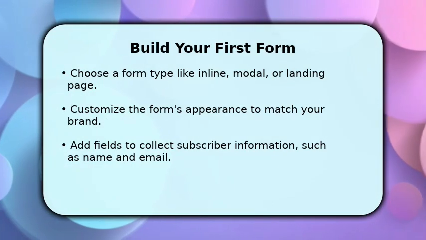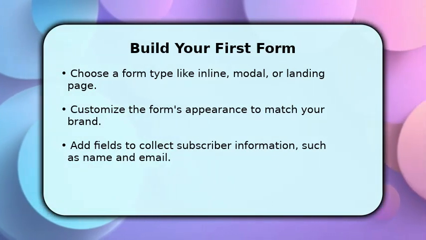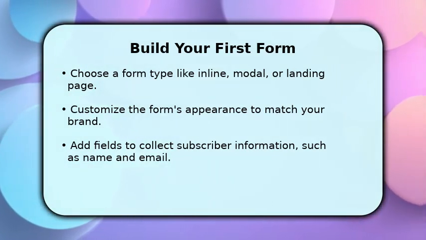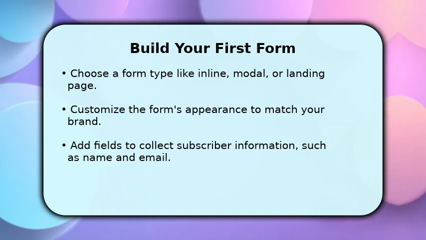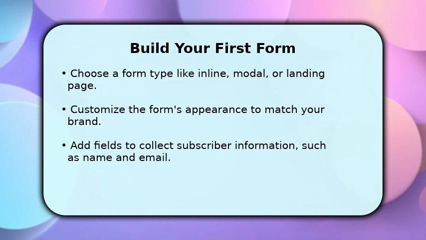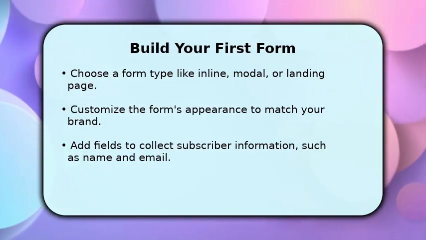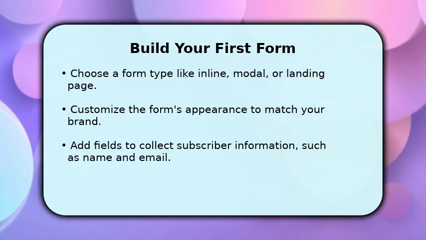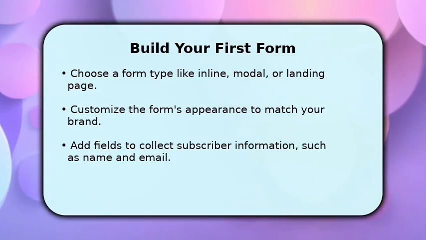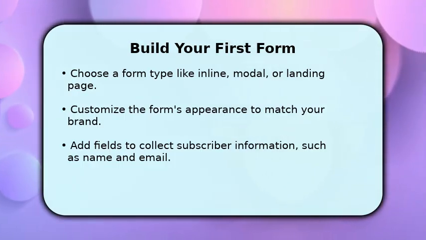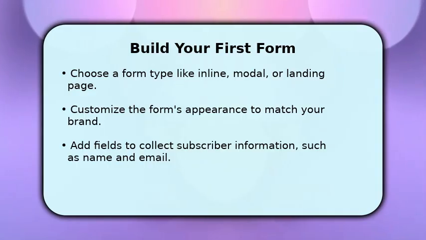Now, let's create your very first form to capture subscribers. From your ConvertKit dashboard, select Landing Pages and Forms, and then New Form. You can choose from various types, including an inline form for your website or a standalone landing page. Customize the colors, fonts, and layout to align with your brand's aesthetic. Remember to add essential fields like email and, optionally, a first name.